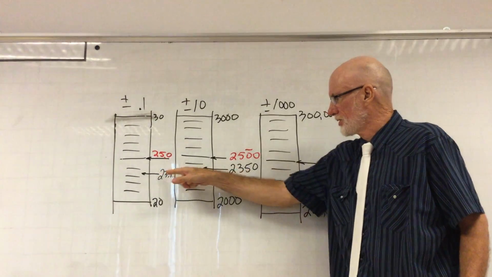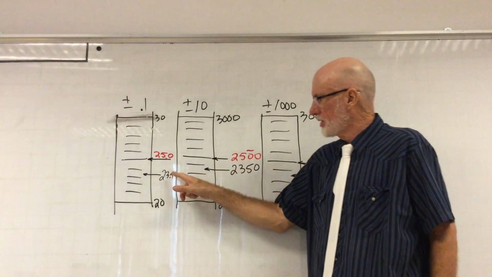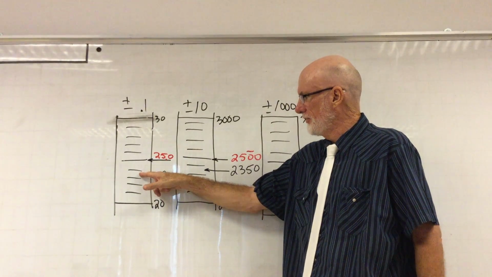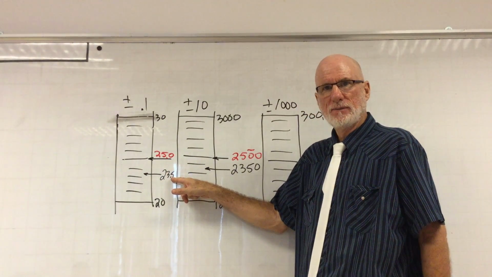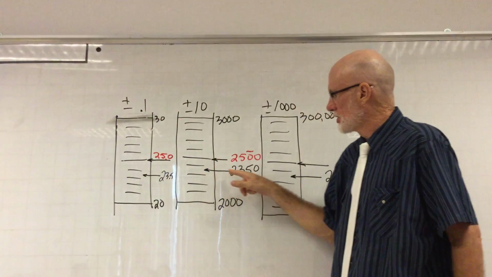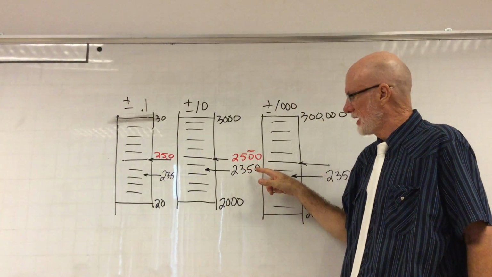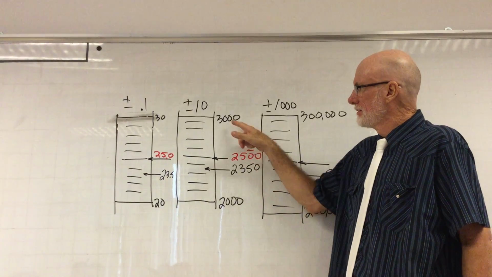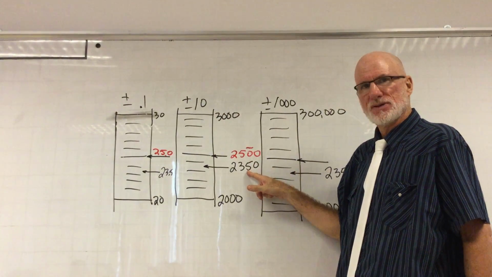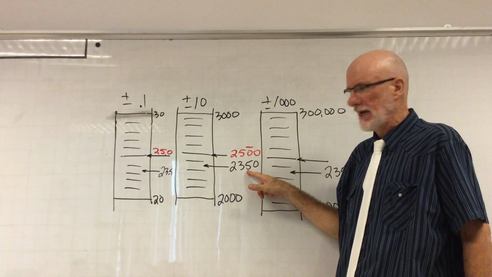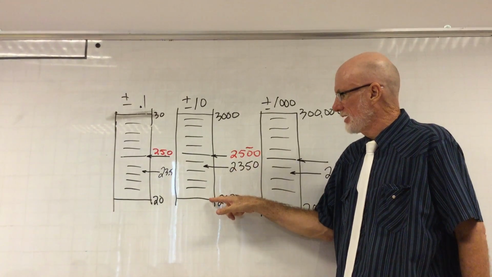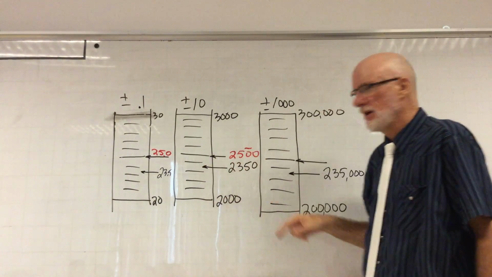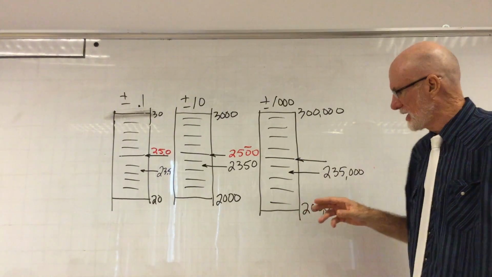No, we read this one across first, right? So this is 23.5. The 5 is the estimation, tenth. This one is going to be 2,350. That 0 is not read from the scale because in tens, 5 is the lowest place. That's read from the scale. 2,350. The 5 is the estimation.